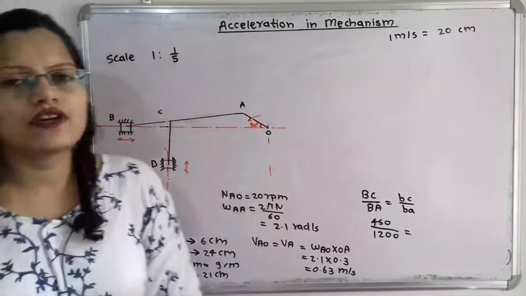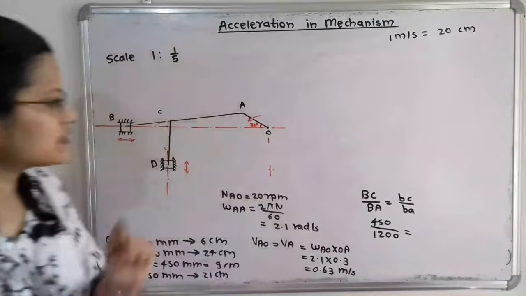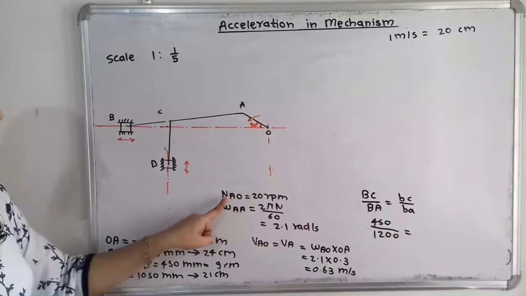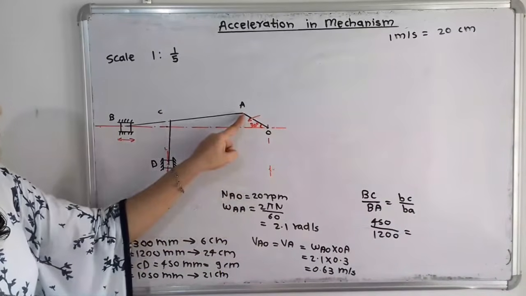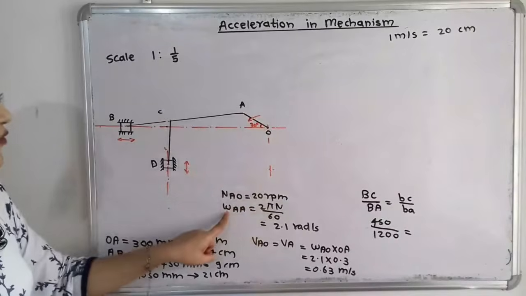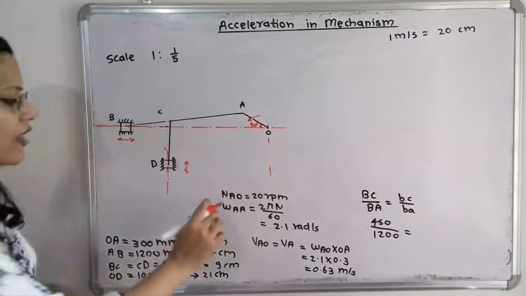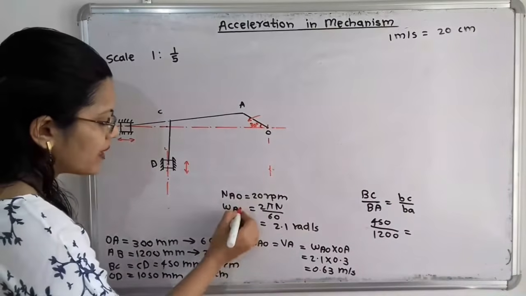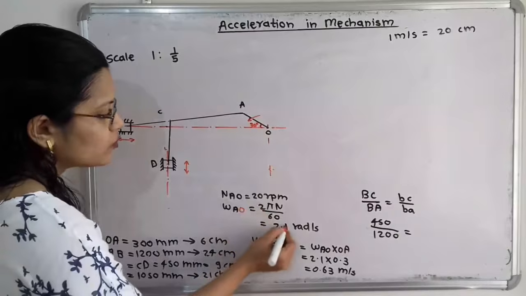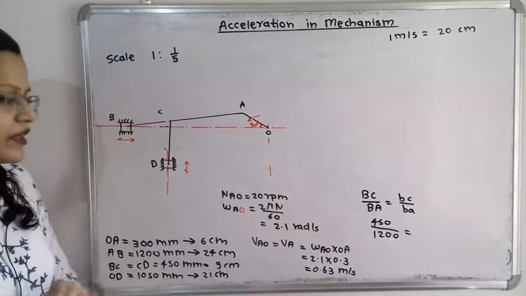Now we will calculate the linear velocity for this crank OA. For this the rotational speed is given, that is N_AO, the N of point A about center O, 20 rpm. From that we can find the angular velocity omega_AO, that is 2 pi N by 60, which is equal to 2.1 radians per second.